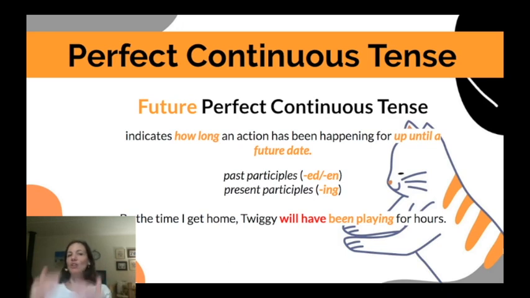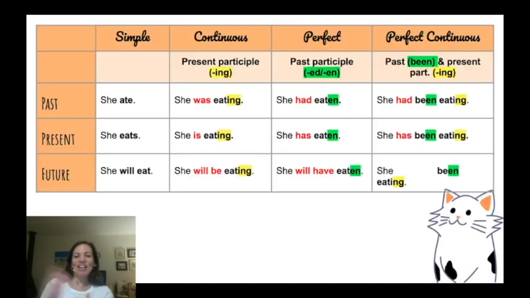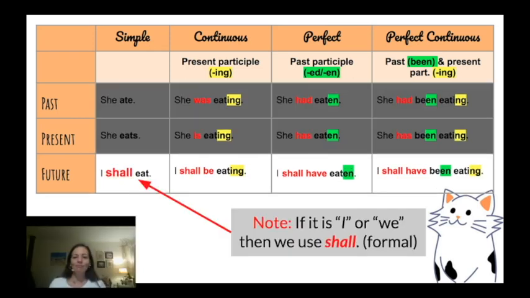I'm indicating that Twiggy will have been playing for hours by the time I get home. Okay, so at that future time in the day, she would have been playing the whole day, and by the time I get home, that would have accumulated to quite a few hours. Okay, so when we're looking at that future perfect continuous tense, we are going to be making use of the auxiliary verb of will have in order to complete that grid.